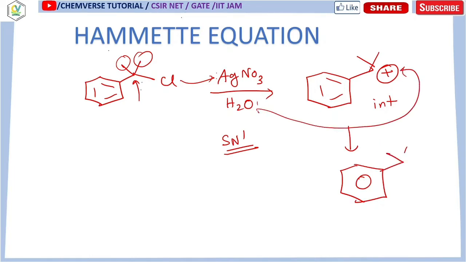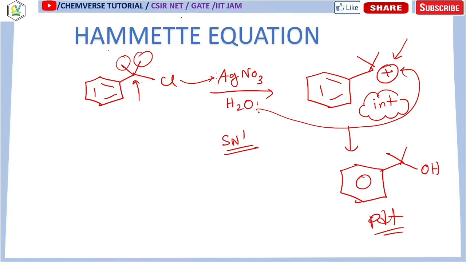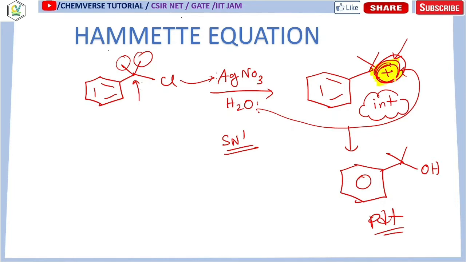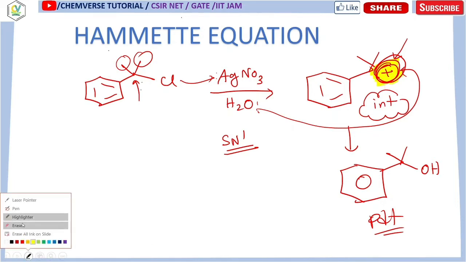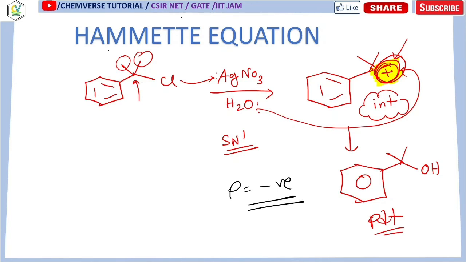So now in the next step OH will be formed, and it is basically the product of the solvolysis reaction. In the intermediate you can clearly see a positive charge is generating. Now we can say, as a rule, if the transition state or the intermediate becomes less electron rich, the rho value will be negative. Here in this reaction it is getting positive charge as compared to the starting material, so it is becoming electron deficient, and as a result you will see it will have a negative value. So rho will be negative.